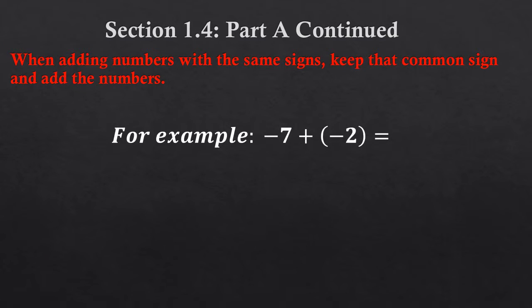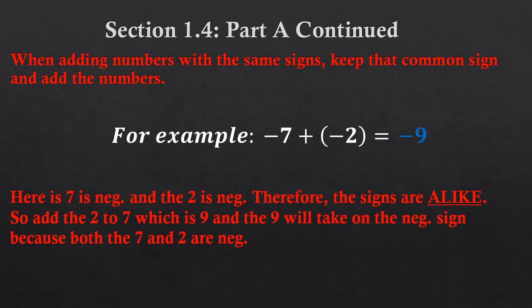Negative 7 is being added to negative 2. Now here, again, I'm focusing directly on the signs of the numbers. Both the 7 and the 2 are negative. Therefore, that will give me a negative 9. Okay? The signs are alike on both numbers. So once again, when adding numbers with the same signs, add and keep the common sign.